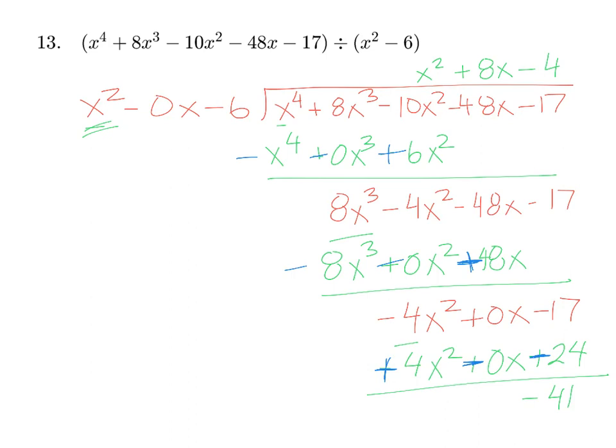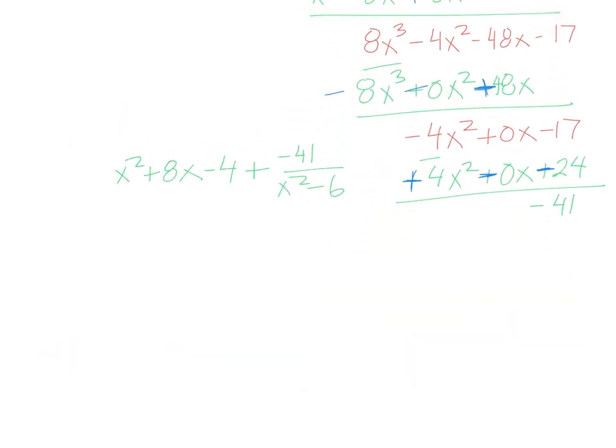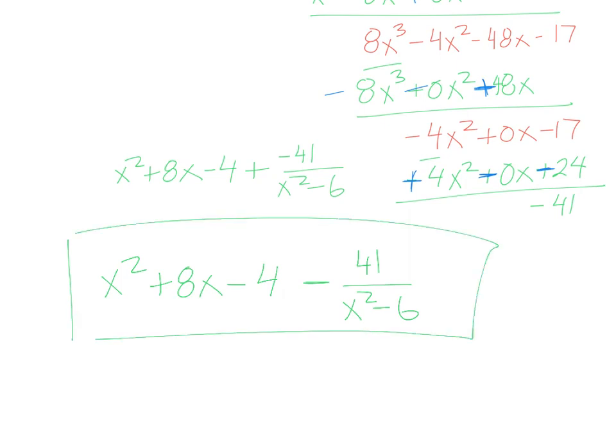All right, now my final answer is going to be x squared plus 8x minus 4 plus, well, what's my remainder? It's negative 41 over, what was my divisor? X squared minus 6. All right, simplifying that, I get x squared plus 8x minus 4 minus 41 over x squared minus 6. All right, that's your final answer. Okay, and on the answer key, they state the quotient along with the remainder. All right, moving on to the next problem.